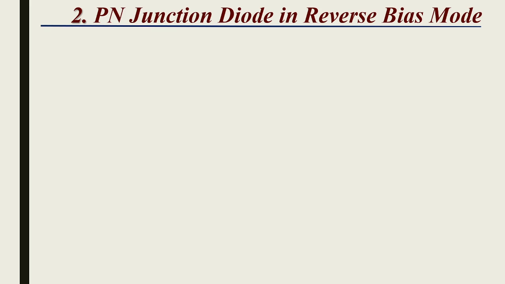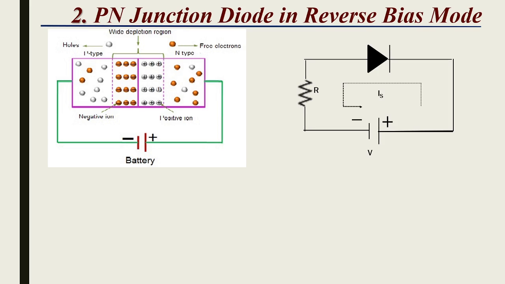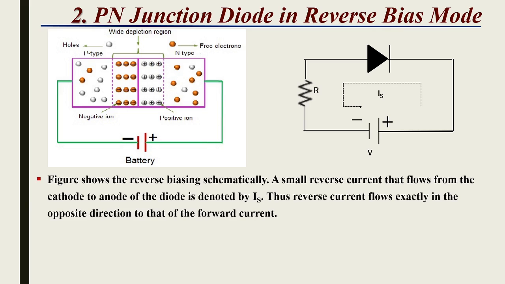Now, after connecting the PN junction diode in reverse bias, so here we have connected the P type of diode to the negative terminal of the battery and N type to the positive terminal of the battery. So this is the circuit diagram where we have connected the diode into the reverse biased mode. The figure shows the reverse biasing, and a small reverse current that flows from the cathode to anode of the diode is denoted by Is because of the minority charge carriers. Thus reverse current flows exactly in the opposite direction to that of the forward current.